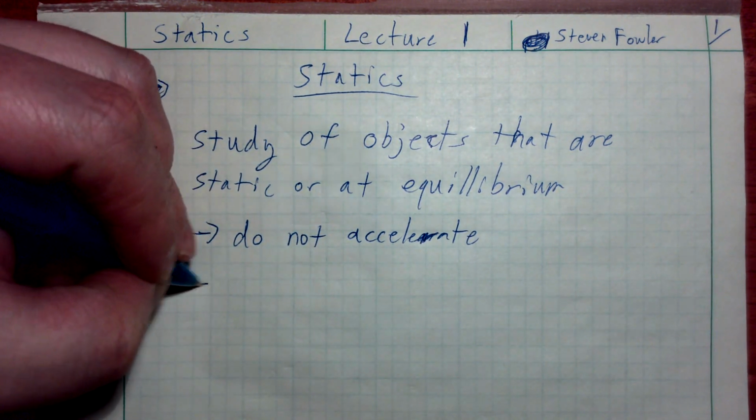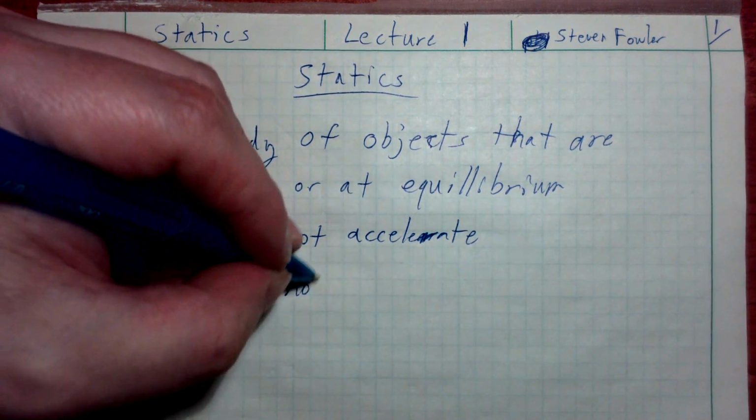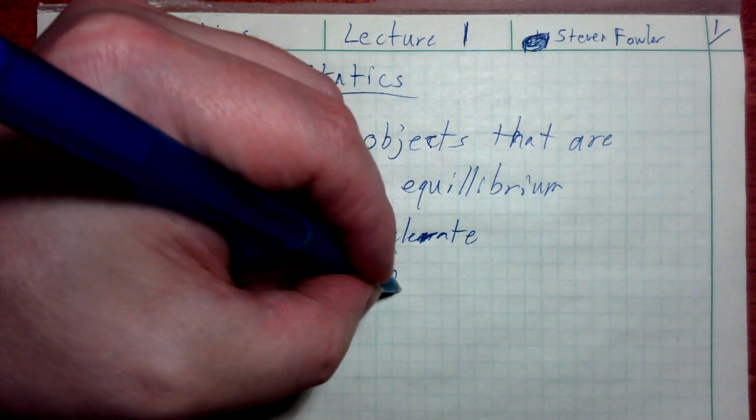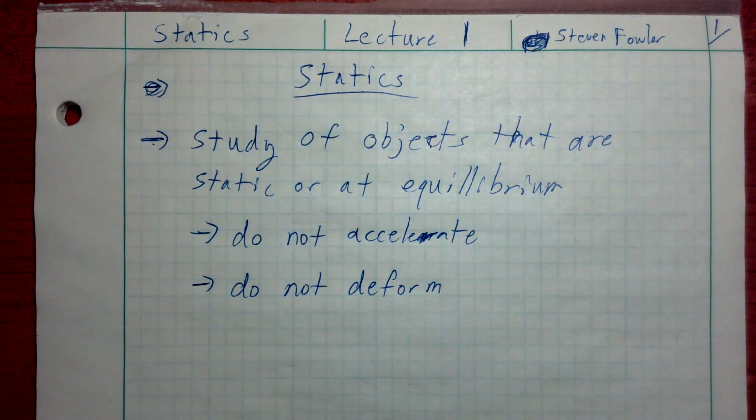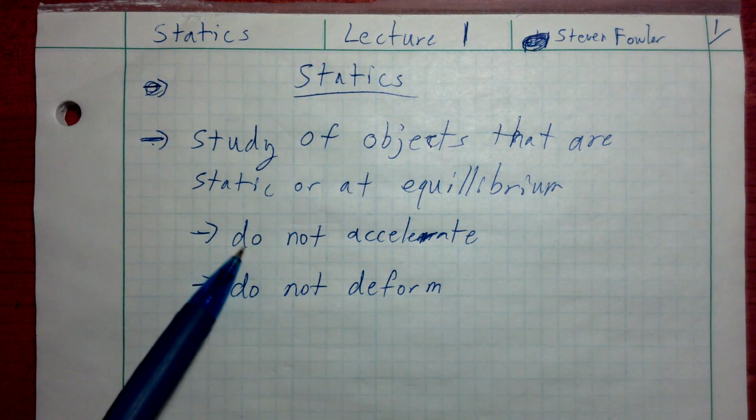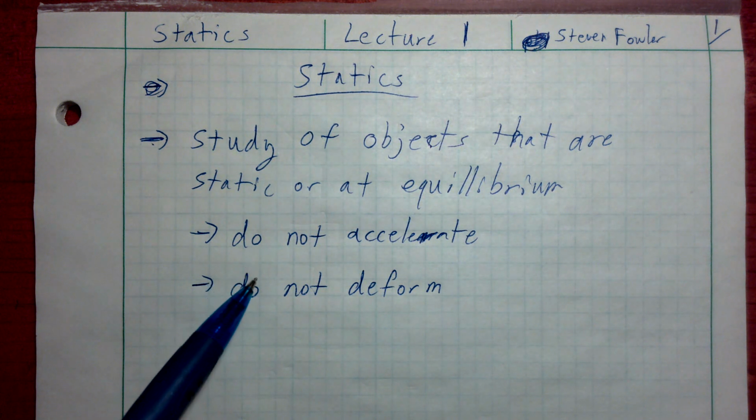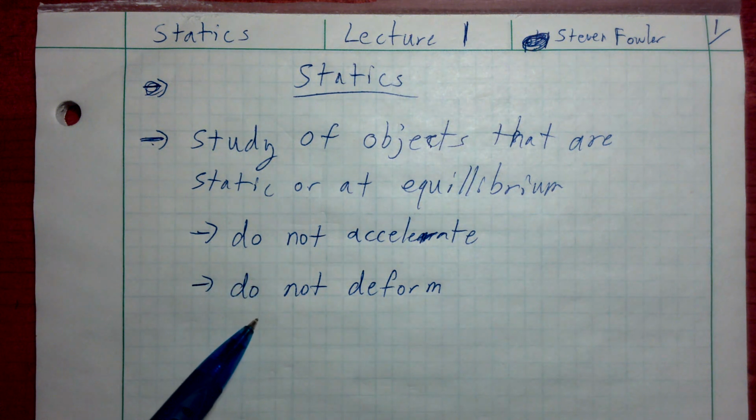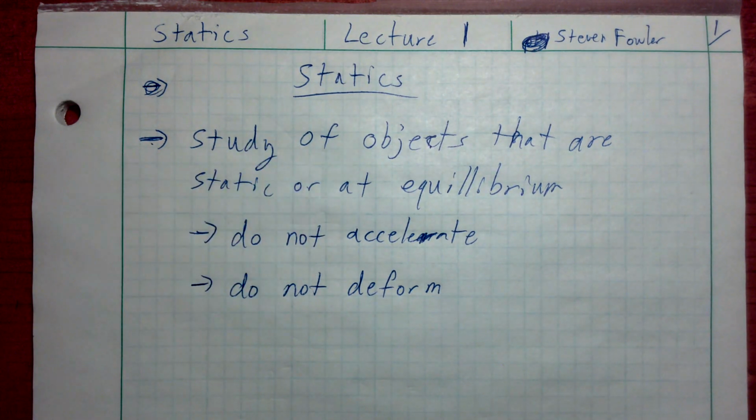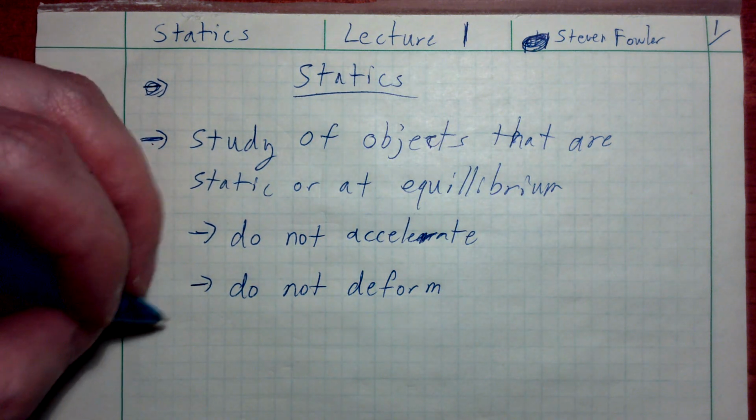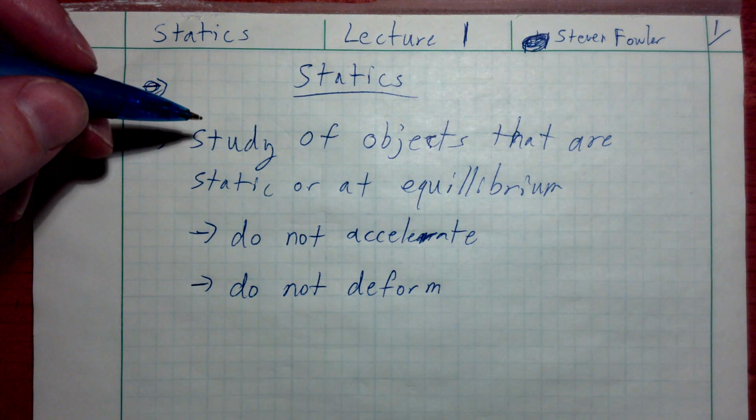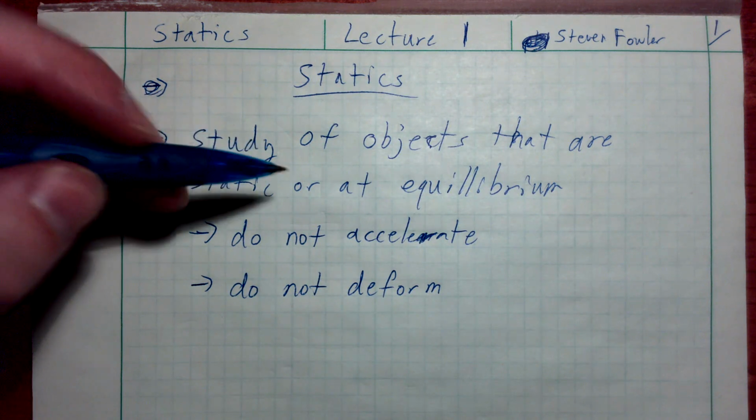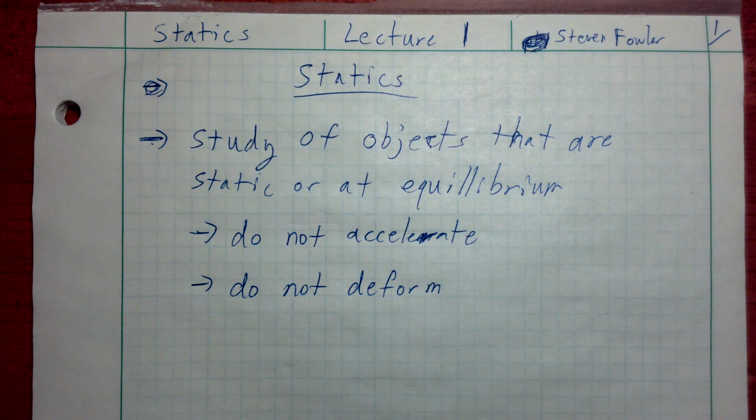Things that do not accelerate. Typically in a statics course, we are also looking at things that do not deform. So in a dynamics course, we start looking at acceleration and changing motion, things that are not at equilibrium. In a strength of materials or mechanics of materials course, we'll start looking at objects as they deform. How do they deform? When do they fail? What do the failures look like? But it all starts with being able to analyze an object that's in equilibrium and determine what forces are required to keep said object static or at equilibrium.